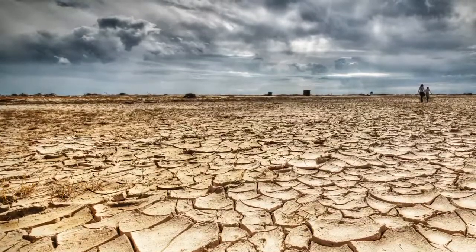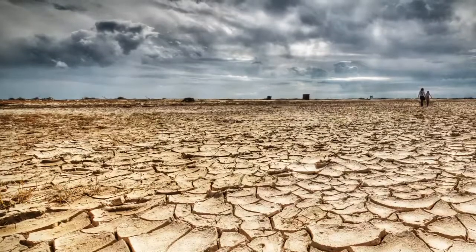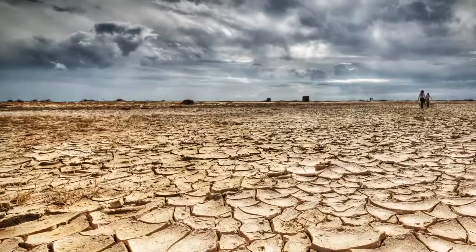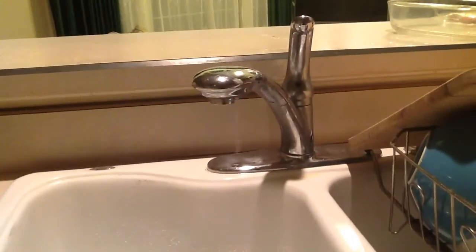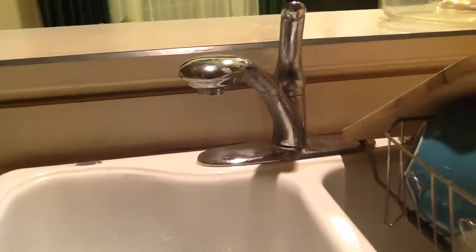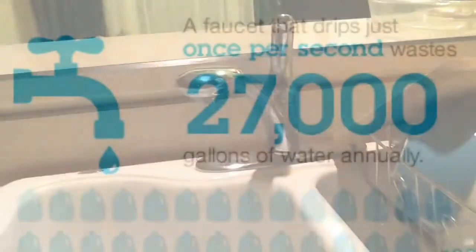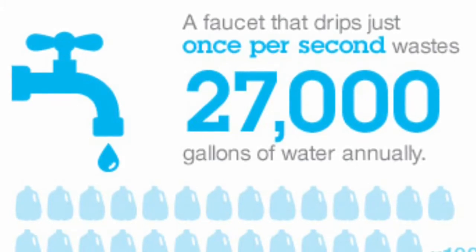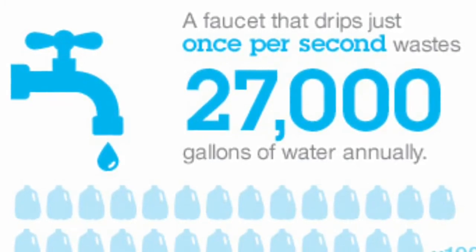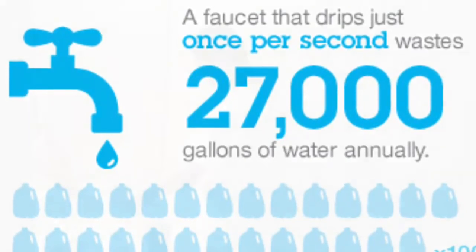So, you might be asking yourself, what can I do to create sustainable water use? One way to conserve water is to repair drippy faucets. A faucet that drips just once per second wastes 27,000 gallons of water annually.